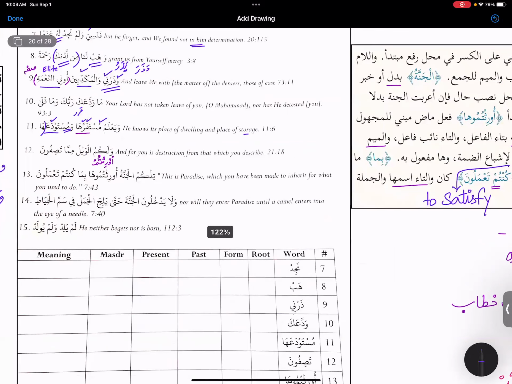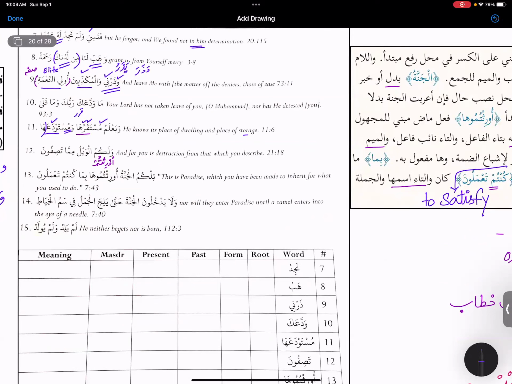Okay, then we have tilkal jannatu uritumuha bima kuntum ta'malun. Right? Tilkal jannatu. How are we going to translate it? These gardens. Why tilkum? What is that word? Tilka, which addresses us. Tilkum refers to a plural, yes. So it is pointing to all of you. Tilkal jannatu uritumuha. And then uris, what is uris? Majhul.